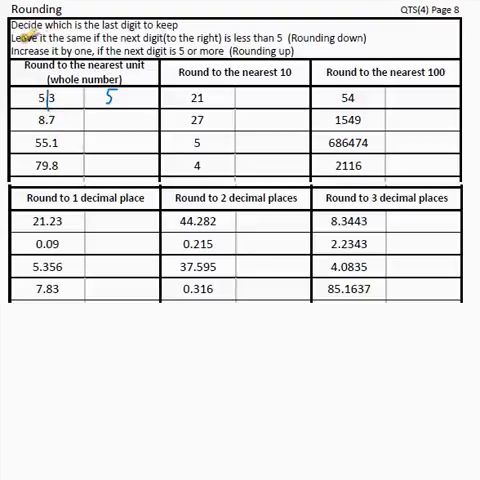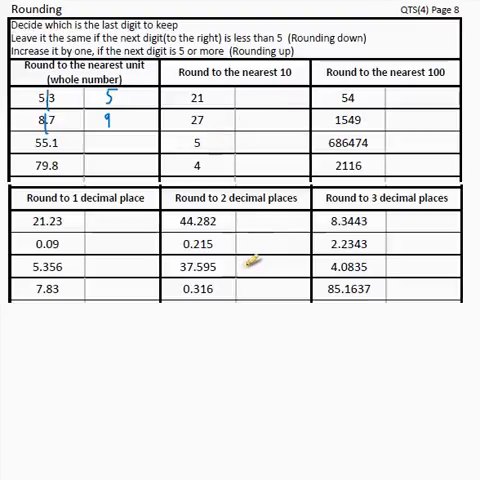Now let's look at the next one. Increase it by 1 if the next digit is 5 or more. So let's see, we want to round to the nearest whole number, to the nearest unit. Draw your line there. Look at the next number, it's a 7. In other words, it is 5 or more. In other words, the 8 will become 1 more, so the 8 becomes a 9. Okay, pause the video, you try to do the rest.